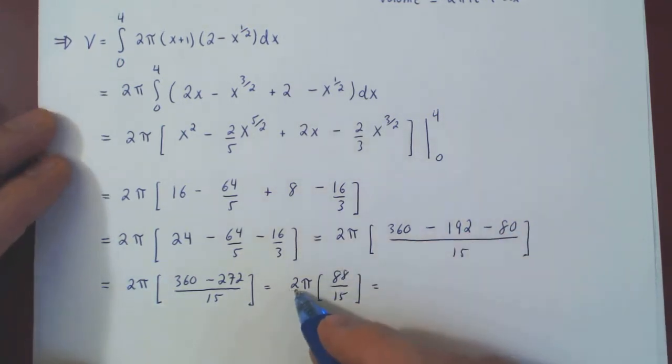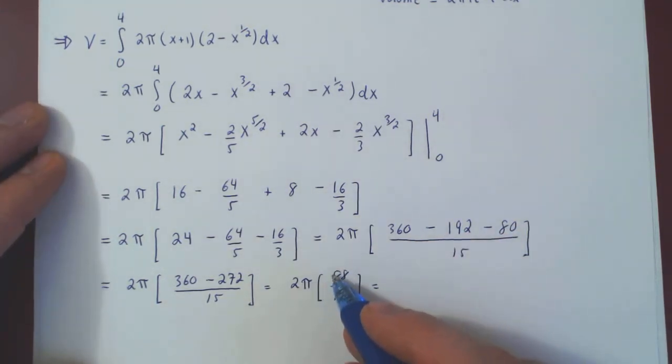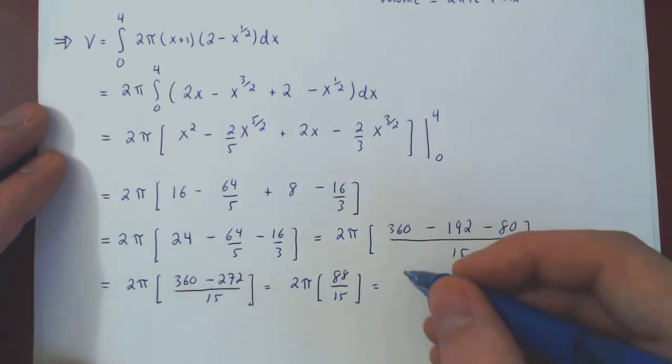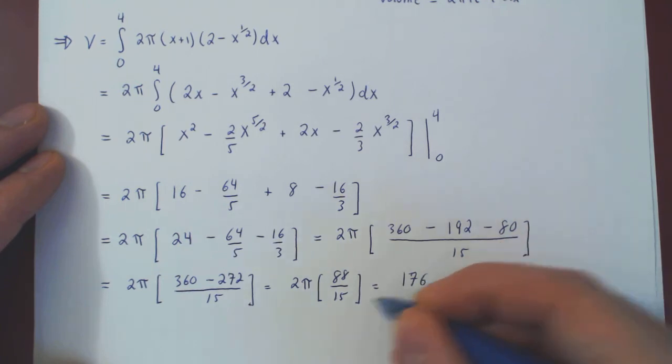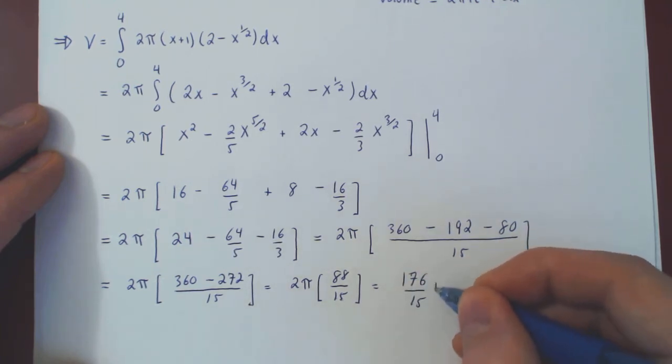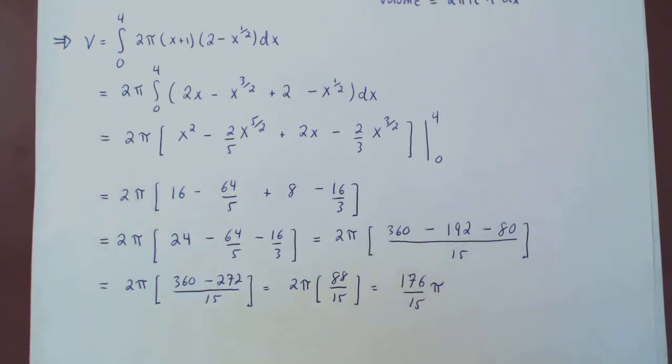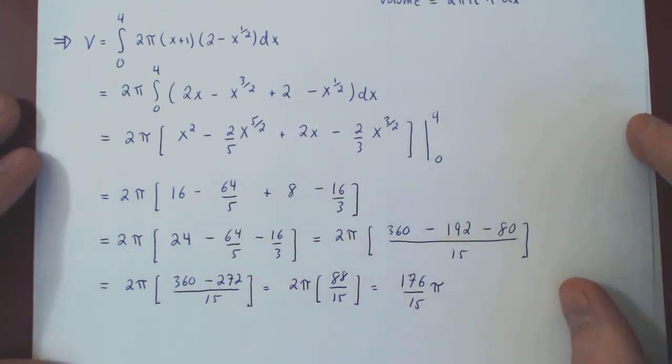And now you can multiply by 2. 2 times 80 is 160. 2 times 8 is 16. 160 plus 16 is 176 over 15 pi, which is the same answer we obtained using washers instead of cylindrical shells. And that's it.